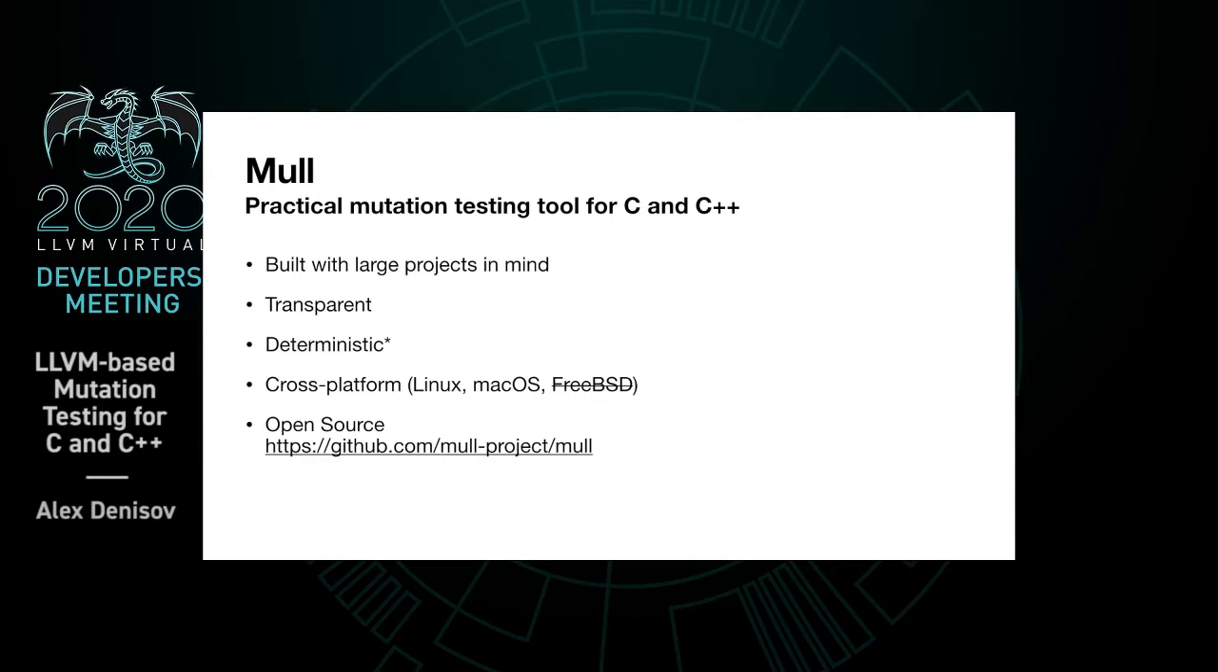Given the complexity of modern software, we are trying to hide as many details from the user as possible, therefore simplifying the setup. Mull's output is deterministic, meaning that it will produce the same results over and over again. There are some exceptions to this statement, but I will cover them a bit later. Also, Mull is cross-platform, if you don't count Windows as a platform. It also worked on FreeBSD at some point, but something went wrong and no one had time to fix it. And last but not least, Mull is open source and available on GitHub.